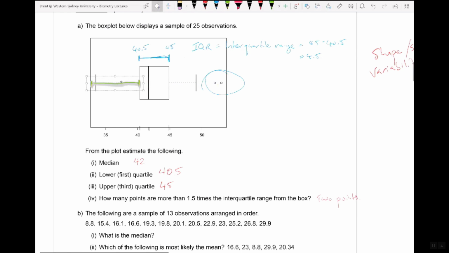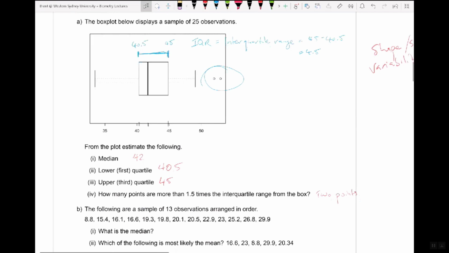But that's the idea. 1.5 times the interquartile range. That should give you your maximum distance for your whiskers on the box plot. Anything outside of that is an outlier. And that interquartile range is your measure of spread. Okay? So there we go. First part of the first question done.